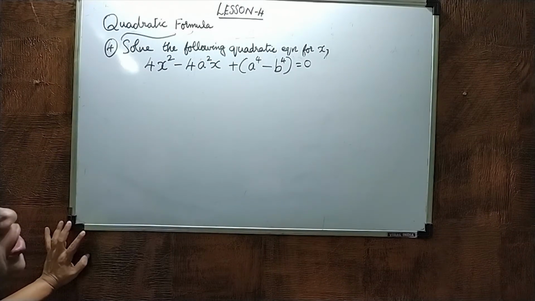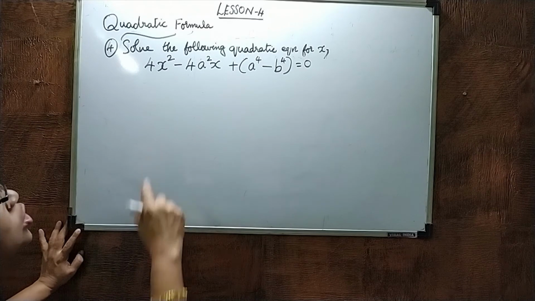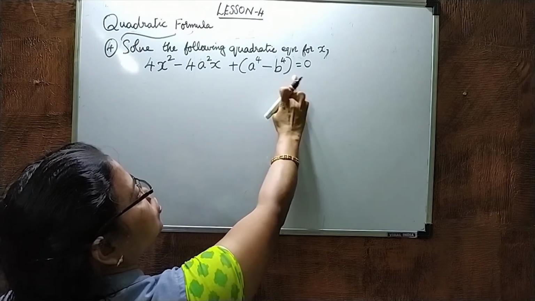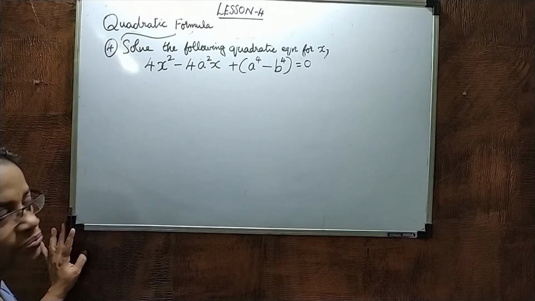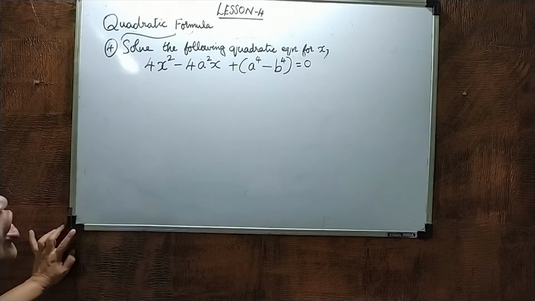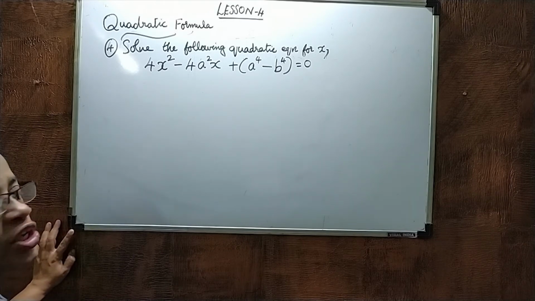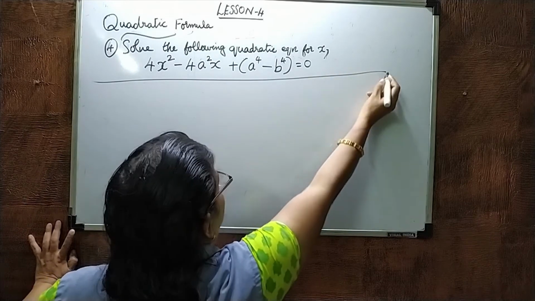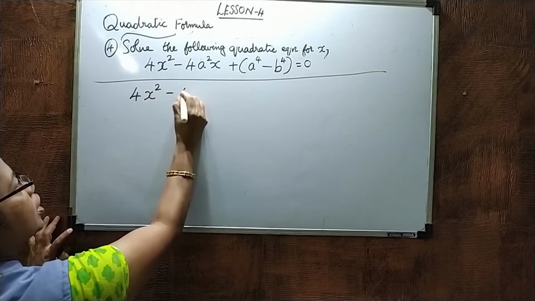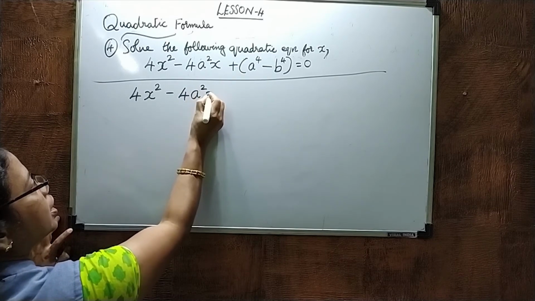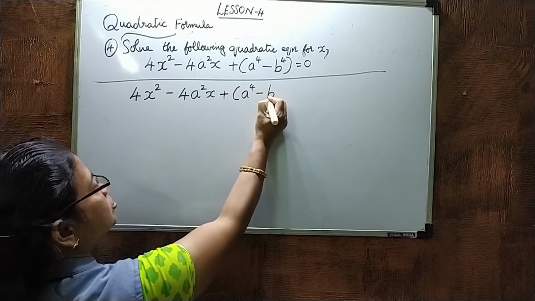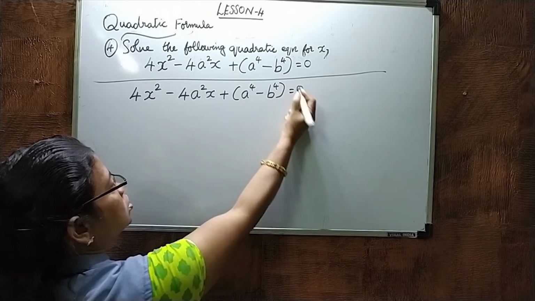Solve the following quadratic equation: 4x square minus 4a square x plus a raised to 4 minus b raised to 4 equal to 0. So you have to find out the value for x. What are you going to do now? You have to write the equation once again. First you will write the equation once again: 4x square minus 4a square x plus a raised to 4 minus b raised to 4 equal to 0.